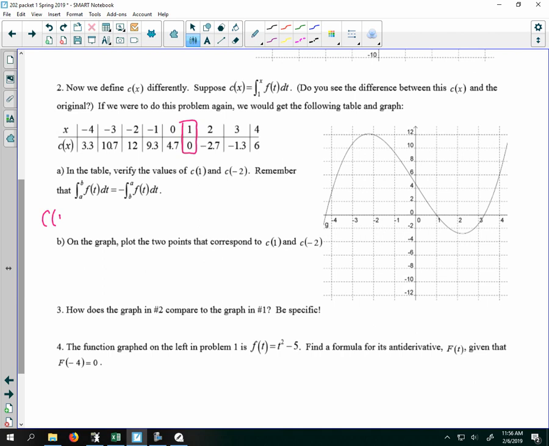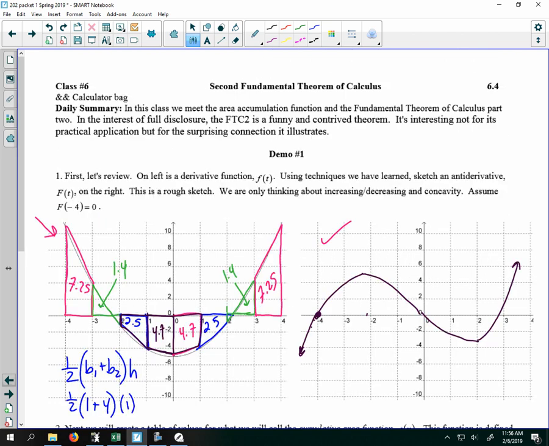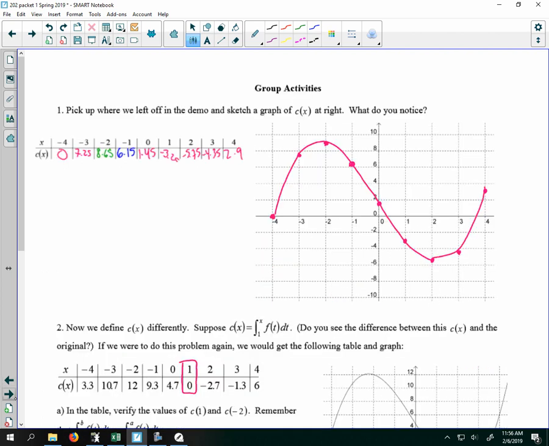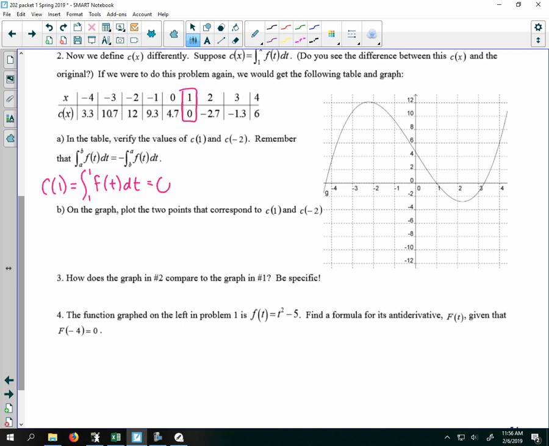So C of 1, I want to make sure that comes out to be 0. The way we've defined this, it's the integral from 1 to 1 of f of t dt. It doesn't matter what graph I'm looking at, the area between 1 and 1 is going to be 0. Whenever the bounds are the same, the integral is 0. So that checks out.